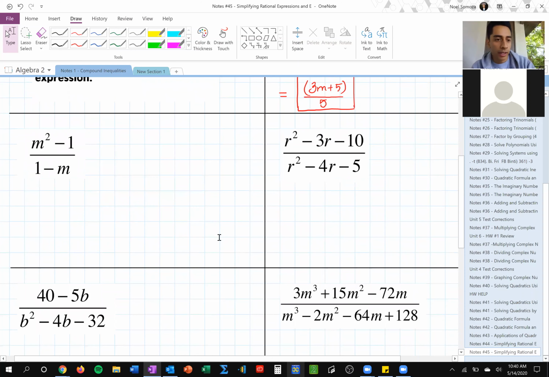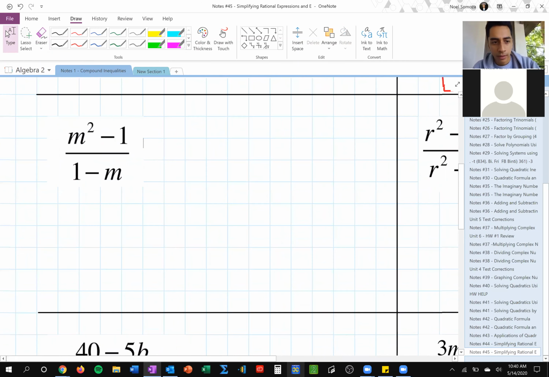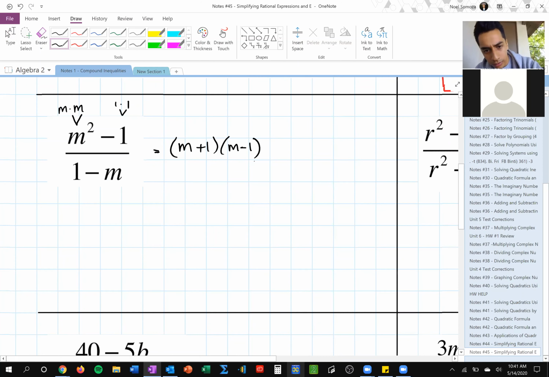All right, so we've looked at something like this last time. If you take a look at what m squared minus 1 is equal to, that looks like a difference of squares to me. When we factor this, remember that this is the same as m times m, and 1 is the same thing as 1 times 1. So when we factor this, we want to have m plus 1 and m minus 1, all over 1 minus m.